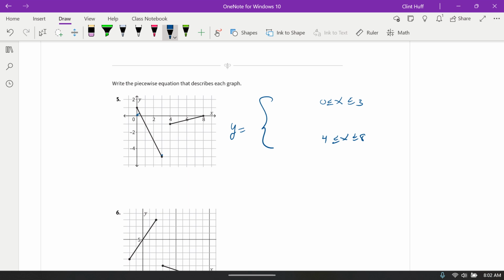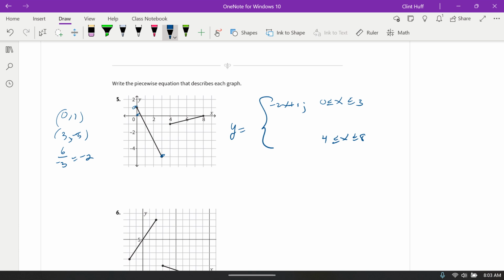Now, in order to get the actual rule for each branch, we have to determine the slope of each segment. So the slope on the first segment, I would take the point 0, 1, which is at this end, and then the point over here, which is what, 3, negative 5, 3 comma negative 5. And if I do my slope formula, 1 take away negative 5 is 6, 0 take away 3 is negative 3. So my slope is negative 2, and I can see my y-intercept is 1. So this would be negative 2x plus 1 for that branch.